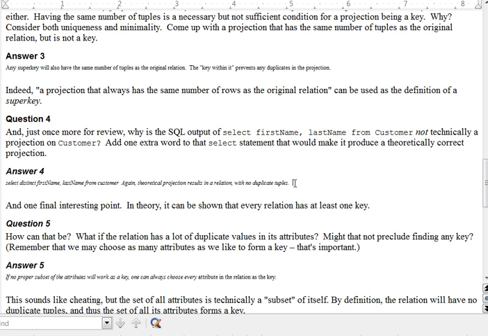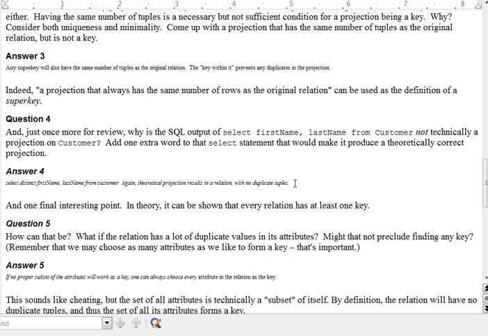And then one final interesting, kind of curious point. In theory, it can be shown that every relation has at least one key. And question 5, how can that be? What if the relation has a lot of duplicate values in its attributes? Might that not preclude finding any key? Remember that we may choose as many attributes as we like to form a key. That's important.